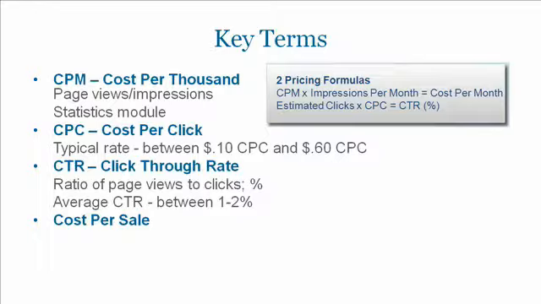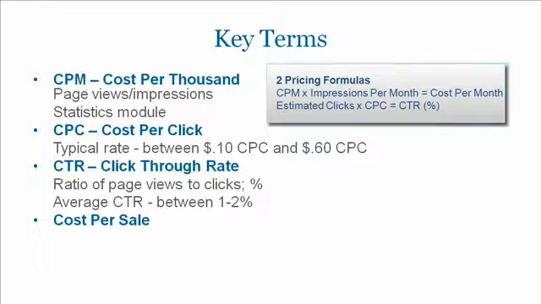The click-through rate, or CTR, describes the ratio of page views to clicks, expressed as the percentage of total visitors to a particular page who actually clicked on the banner ad. The average click-through rate is between 1 and 2%, and click-through rates significantly higher than that are very rare.